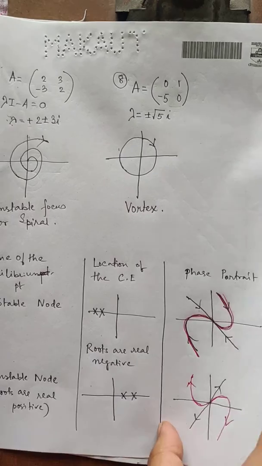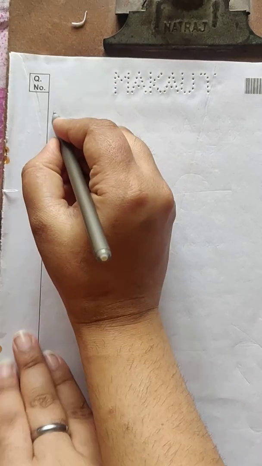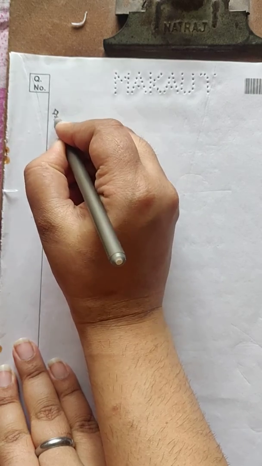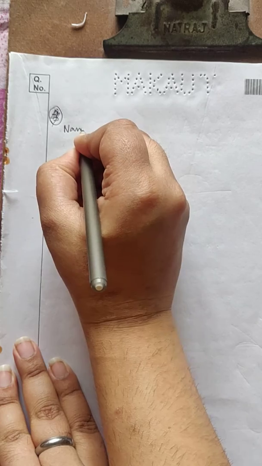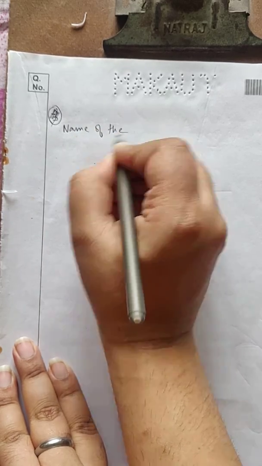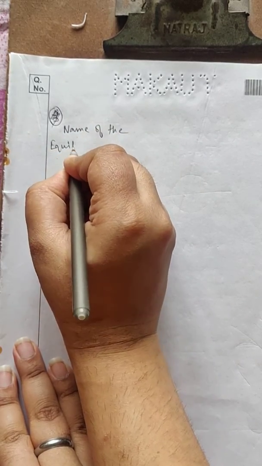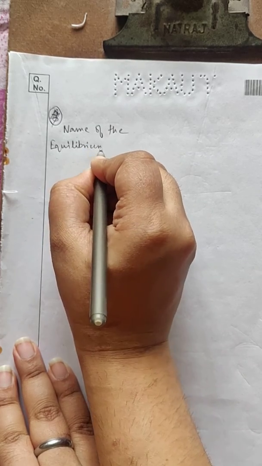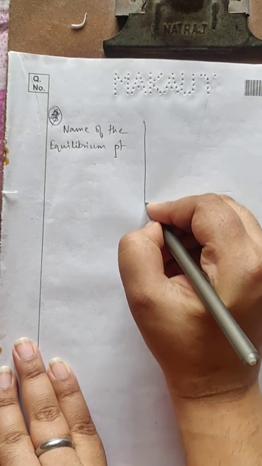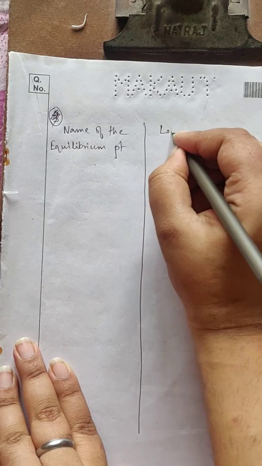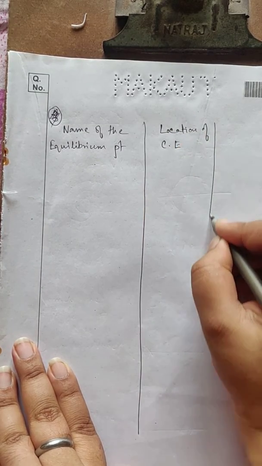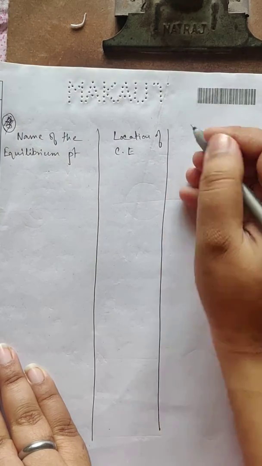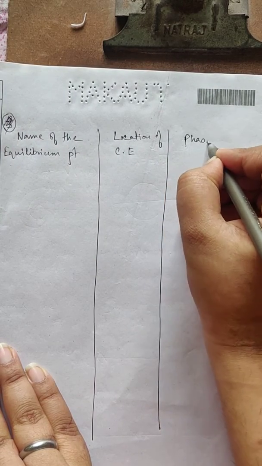Next, we move to the next part, that is number 3, or I should write the name of the equilibrium point, then location of characteristic equation, and finally phase portrait.